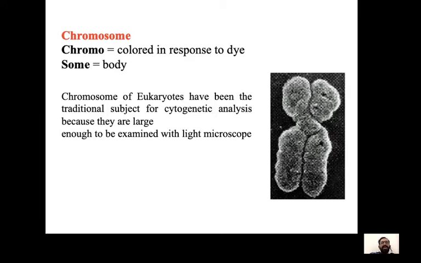We know the difference between eukaryotes and prokaryotes. So in the eukaryotic cell, the study of the chromosomes, or the cytogenetic analysis, is a very important subject traditionally, and mostly these have been examined under the light microscope.